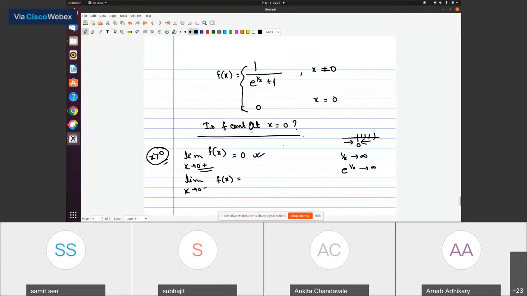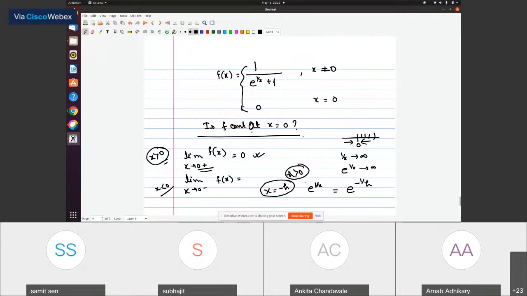So this is clear, right? Now when I am approaching from the left hand side, then what happens? Then my x is basically negative, right? So when I am approaching from the left hand side, my x is negative. So what about this e power 1 by x? This x is negative now, right? So suppose I am taking my x equal to minus h. So what can I write? I can write it as e power minus 1 by h, right? So x is negative means this h is positive now.